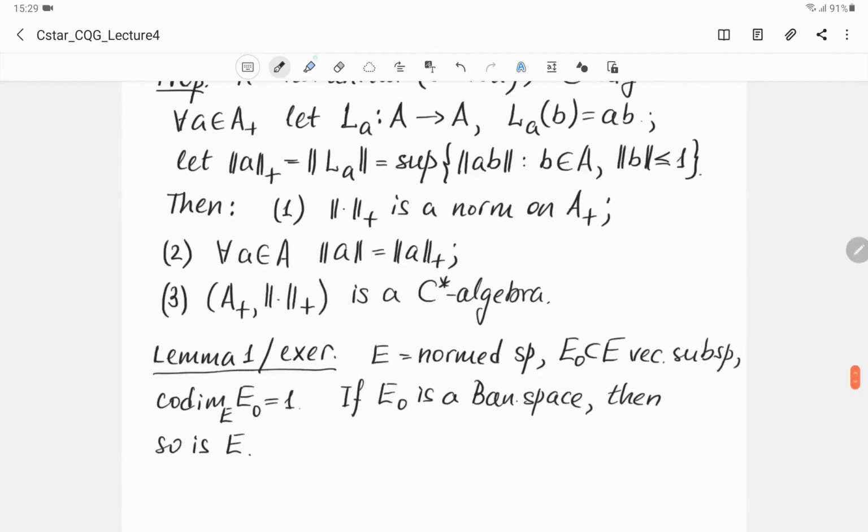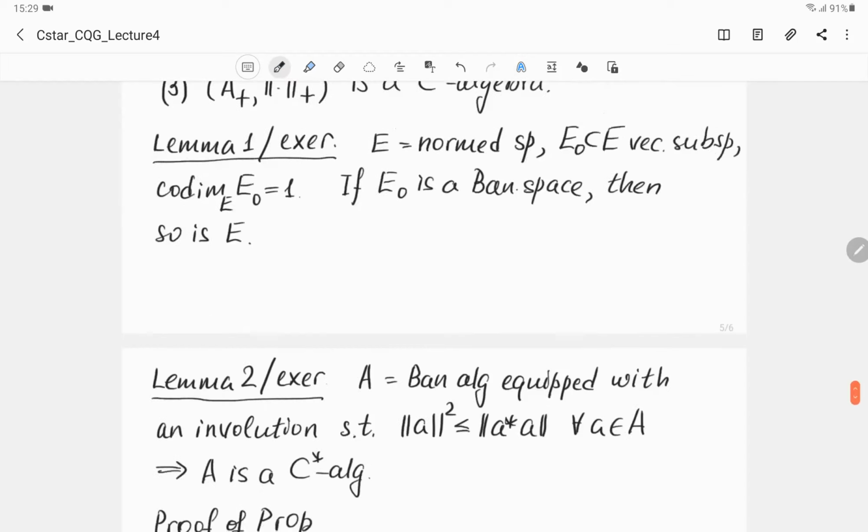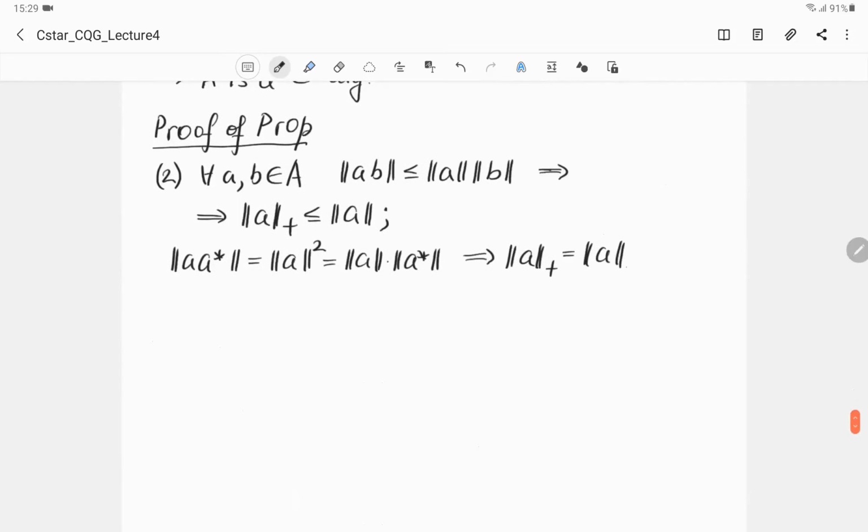Let's now prove the first part. So let's now prove that this norm on the unitization is indeed a norm. Well, first of all, it's immediate that this is a seminorm. So it's clear that this is a seminorm.